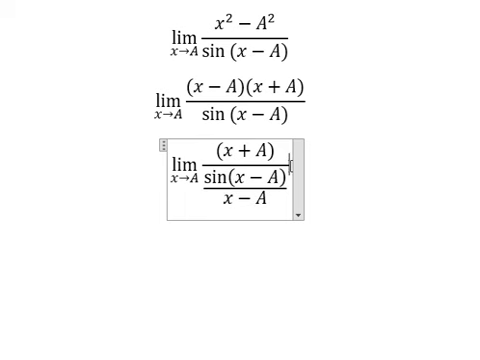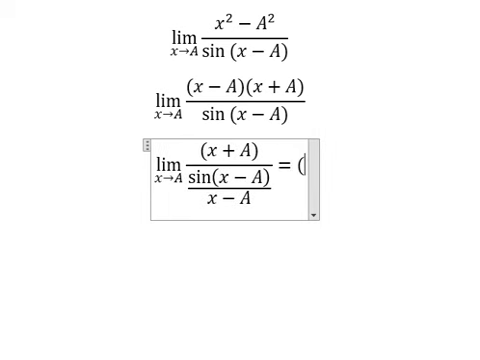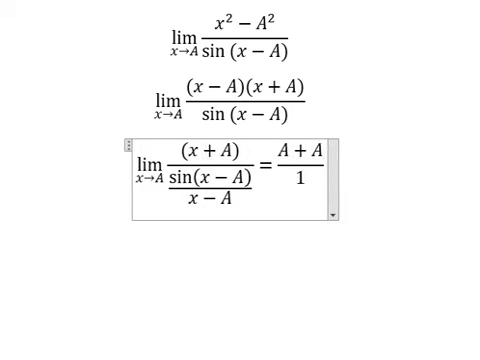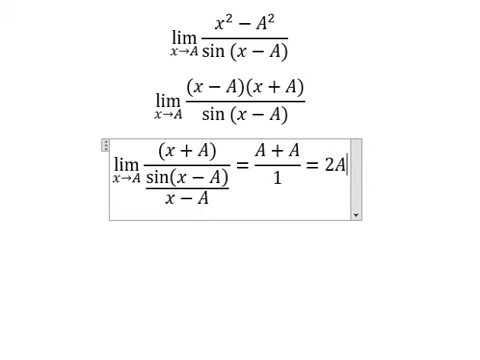1. So the final answer we need to write, so we put capital A in here over number 1. So we have 2A. And this is the final answer.